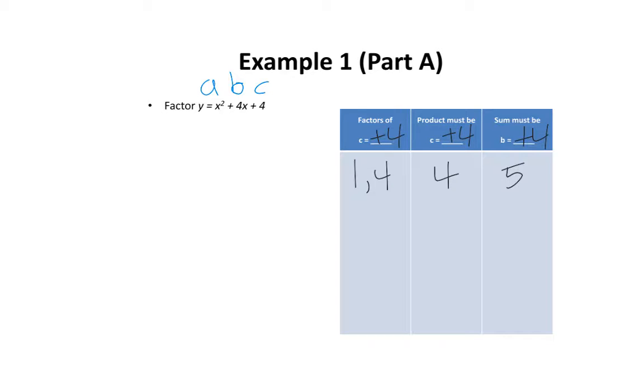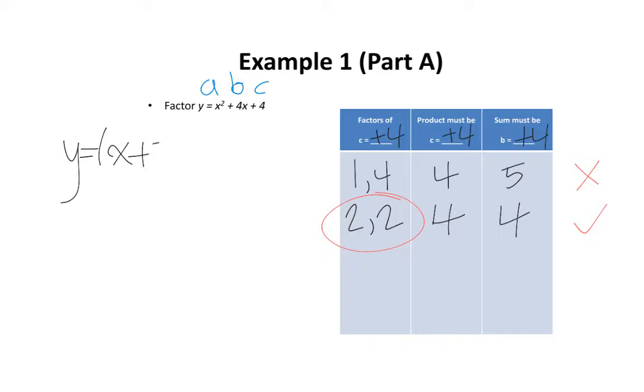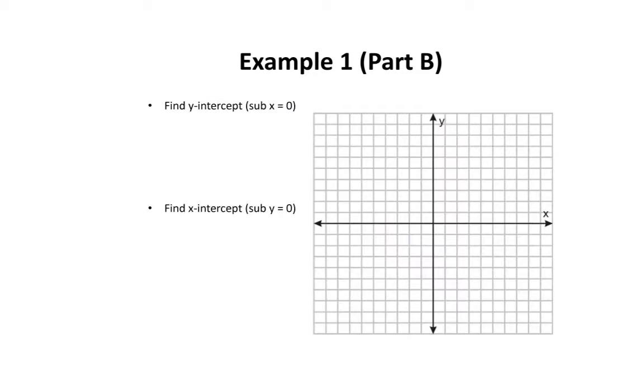As you can see, these numbers don't match up, so the factors of 1 and 4 are probably not the correct ones. Let's think of some other factors. Let's think of 2 and 2. Well, 2 times 2 is 4, and 2 plus 2 is 4. So that looks like a good match. Therefore, when I factor my parabola in standard form, it becomes x plus 2 multiplied by x plus 2.